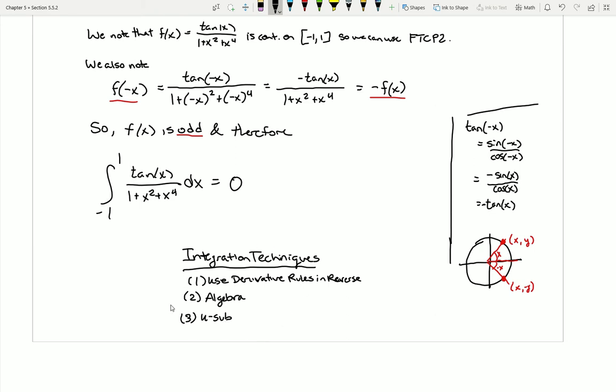Now this list is by no means complete. In fact, if you were to move on to Calculus 2 again, this list would continue to grow to a list size of about 10 different items that are at least main topics within the calculus sequence. But for Calc 1, these are the important techniques that we have and that we need to be aware of.